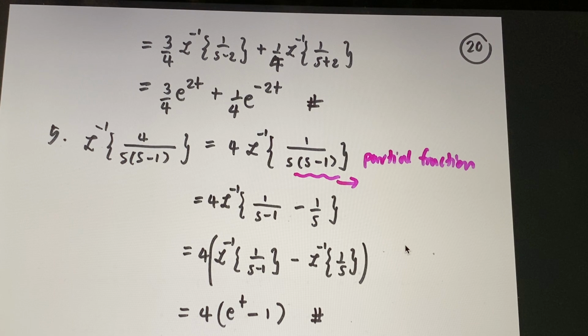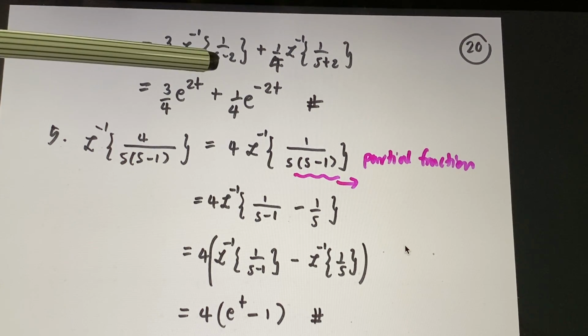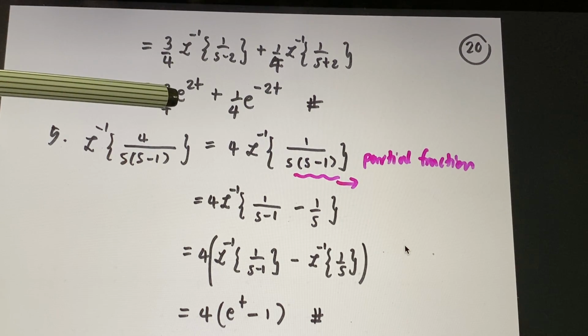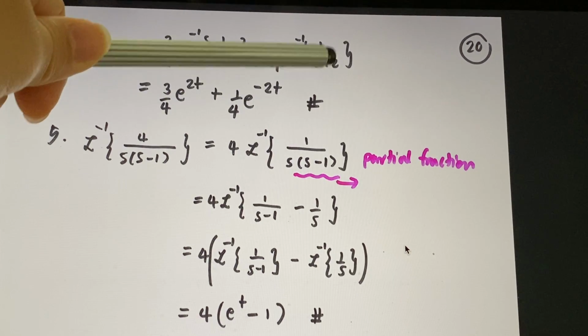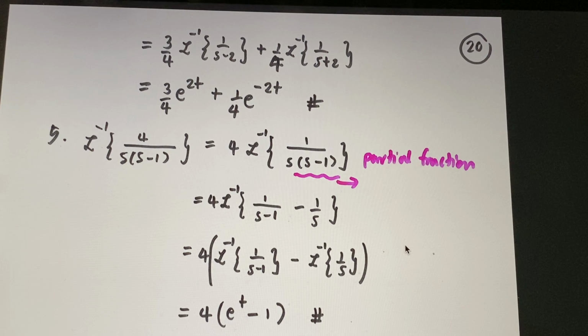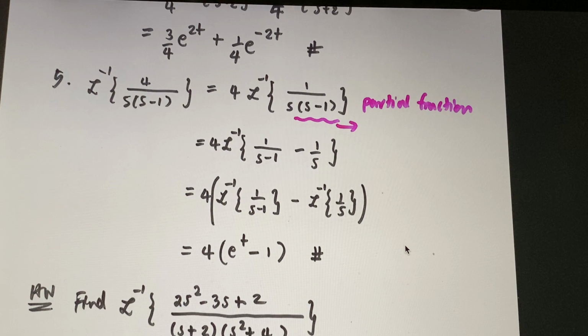What is that? This one comes from e to the 2t. And this one comes from e to the negative 2t, because s minus 2. Here we go. This is the solution. What's next? Okay, see the next example.